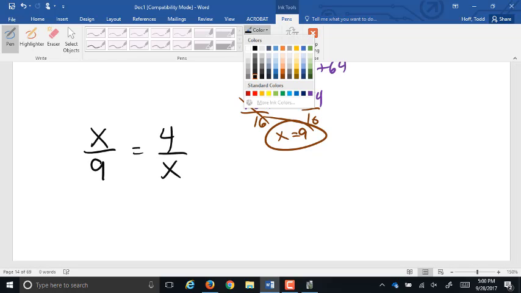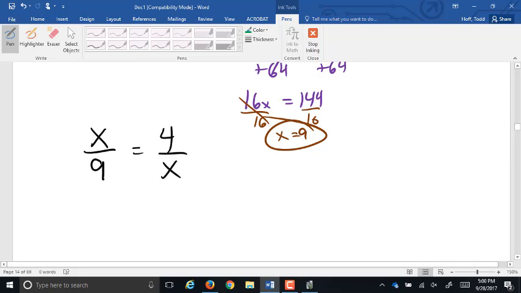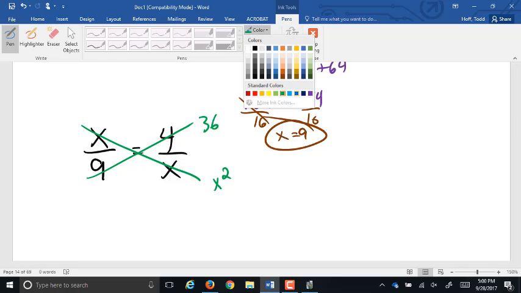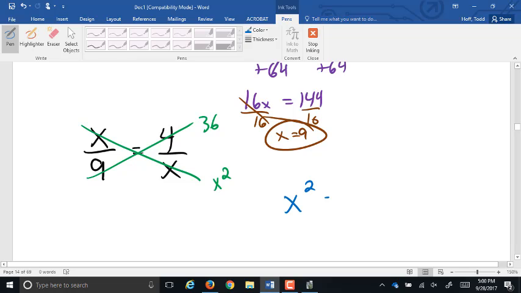How would you solve one like this? There you go. So x times x is x squared. And 4 times 9 is 36. You had that absolutely right. So x squared equals 36.